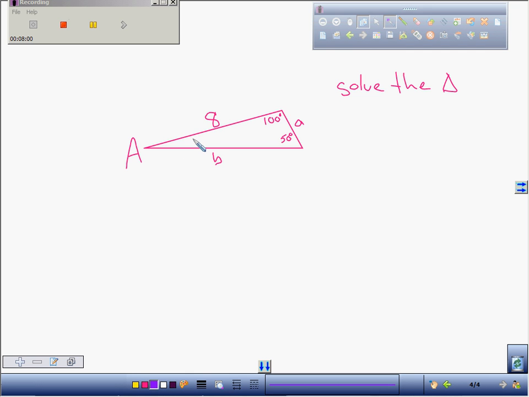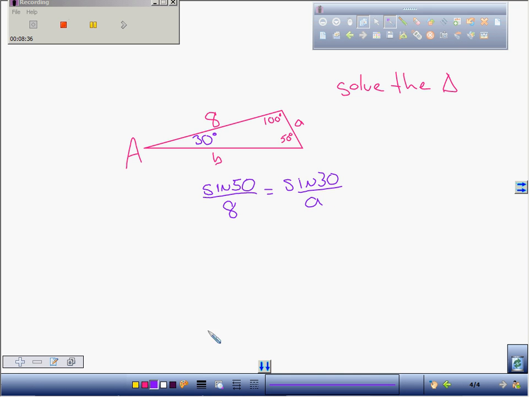So don't do more work than you have to. Don't use a lot of sines unless you have to. By looking at the triangle and knowing that triangles add up to 180, that is 30 degrees. The hard part is finding A and B. So what I could do is say that the sine of 50 is to its opposite side, 8, as the sine of 30 is to A.